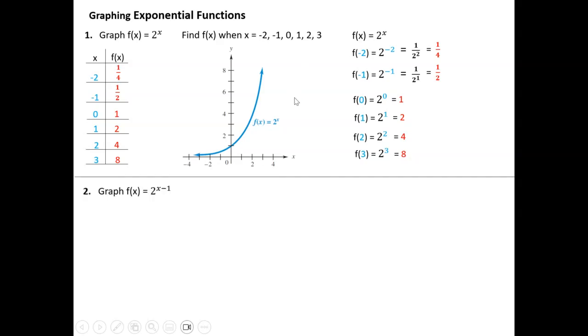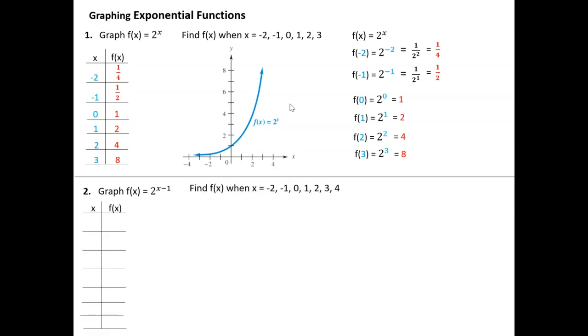Now let's graph 2 to the x minus 1. Let's use the same points for x. So when x is -2, -2 minus 1 will give us -3, so it's going to be 1/8. And when it's -1, it's going to be -1 minus 1, which gives us 2 to the negative second power, which is 1/4.